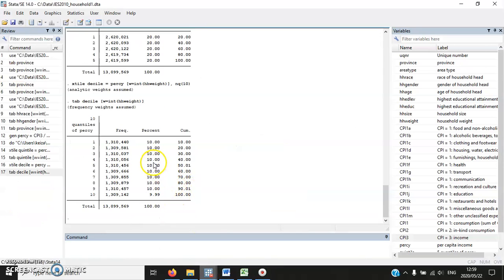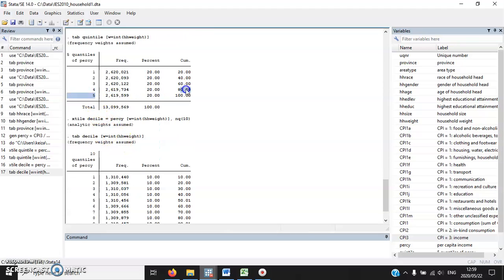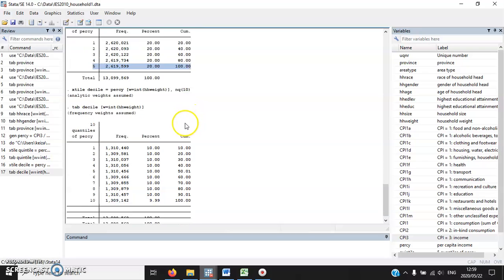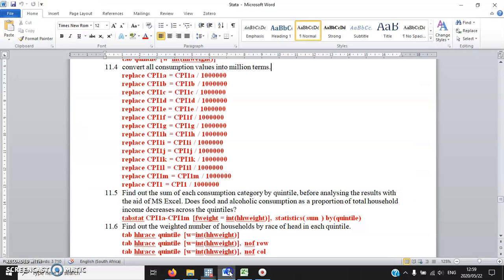Okay. And then just a reminder, when we interpret the quintile or the decile variable, let's say quintile. Quintile 1 actually stands for the poorest 20% earning the smallest or the lowest per capita income amount. And then quintile 5 stands for the richest 20%. And then similarly for decile. Decile 1 represents the poorest 10% of the households in terms of earnings per capita income. And then similarly, decile 10 stands for the richest 10% of the households in the country.